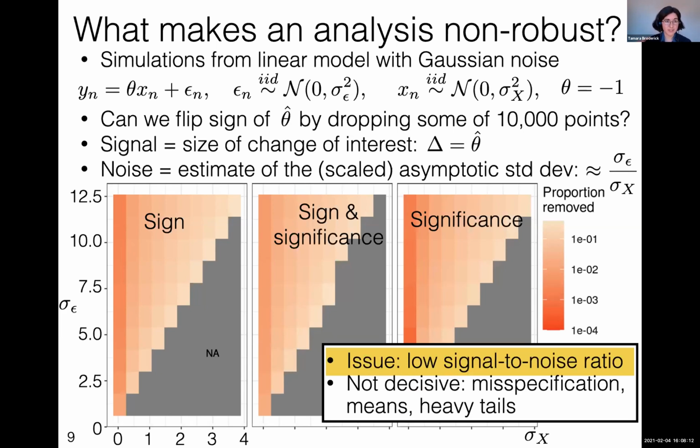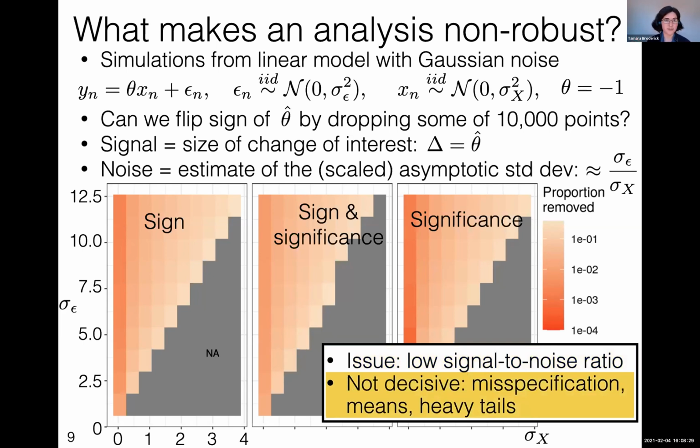Okay, so I want to highlight two things. One, the low signal to noise ratio seems to be driving non-robustness here. It gives you a sense of what's going on with non-robustness. And two, this is different from other things.